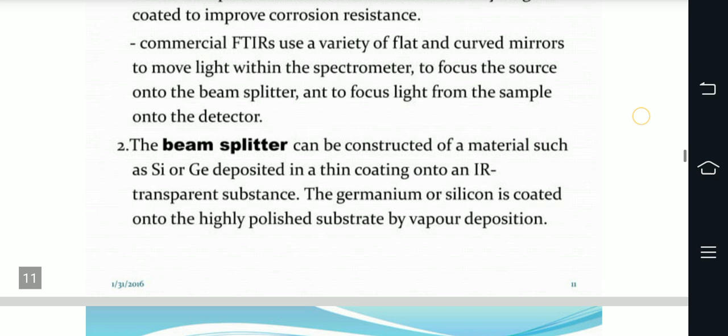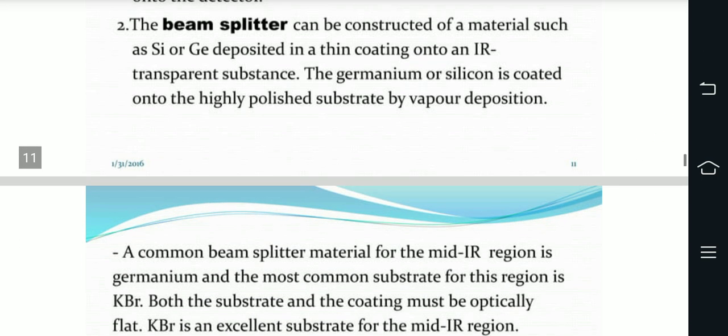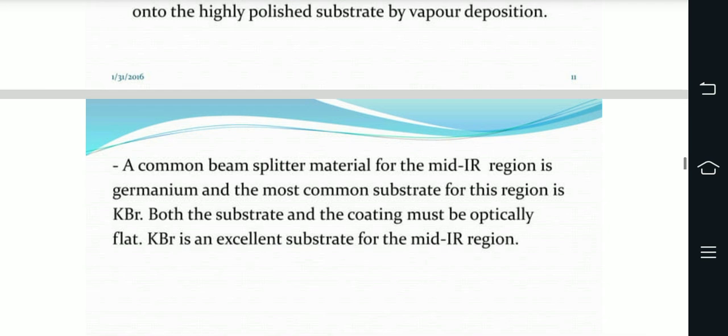Next, the beam splitter can be constructed of materials such as germanium or silicon deposited in a thin coating onto an IR transparent substance. The germanium or silicon is coated onto the highly polished substrate by vapor deposition. A common beam separator material for the mid-IR region is germanium, and the most common substrate for this region is KBr. Both the substrate and the coating must be optically flat. KBr is an excellent substrate for the mid-IR region.